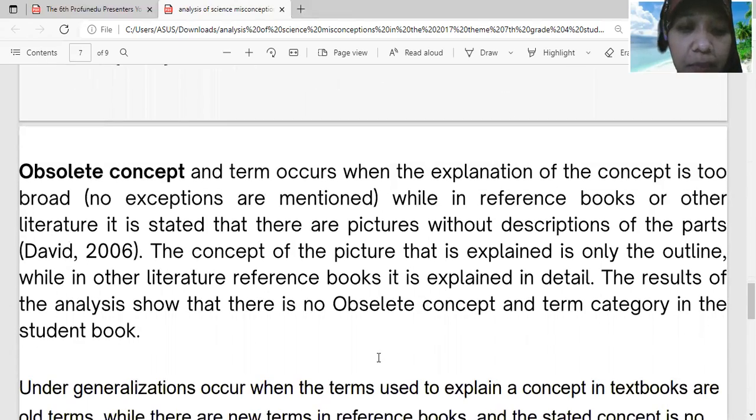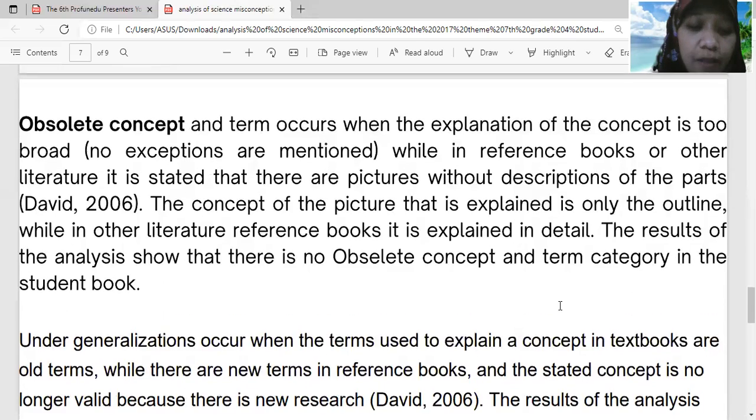About obsolete concept and term, it occurs when the explanation of the concept is too broad or no exceptions are mentioned. Well, in the reference book or other literature, it is stated that there are pictures without description of the parts. The concept of the picture that is explained is only the outline. Well, in the other literature reference book, it is explained in detail. The result of the analysis saw that there is no obsolete concept and term category in student books.